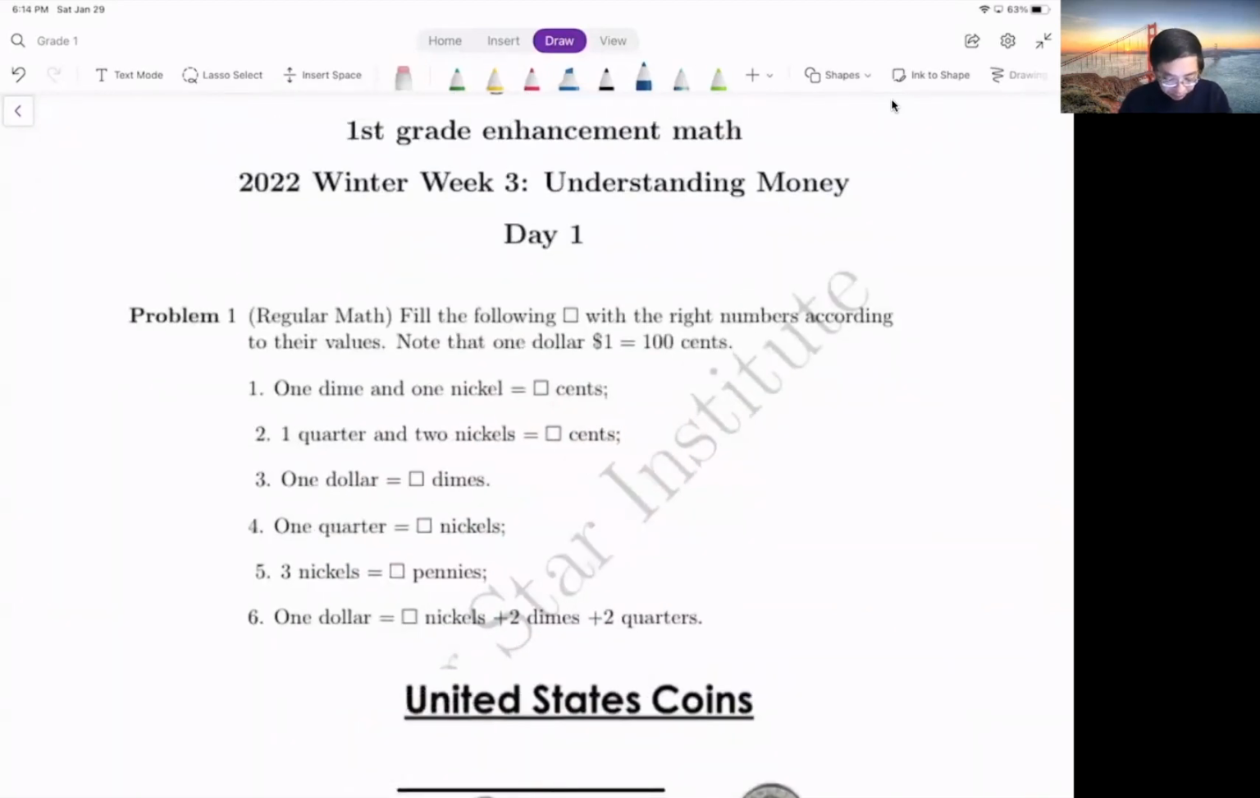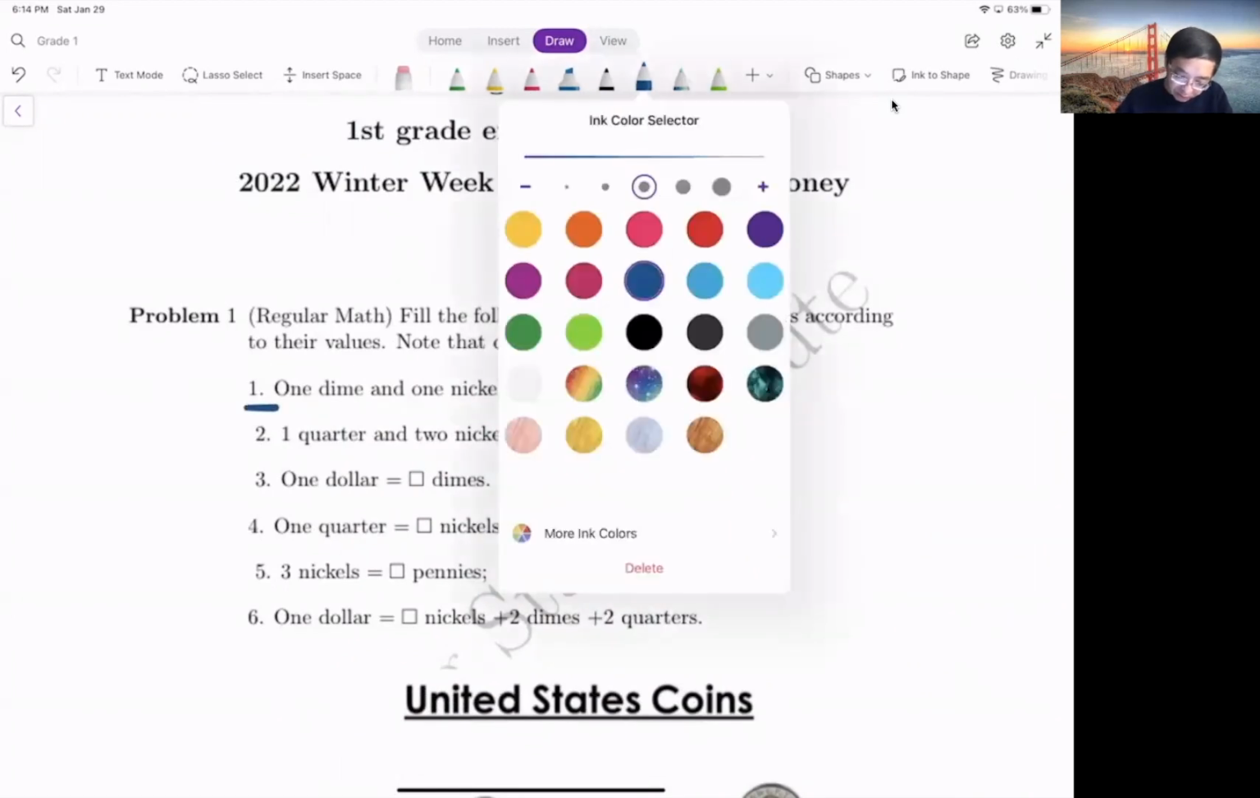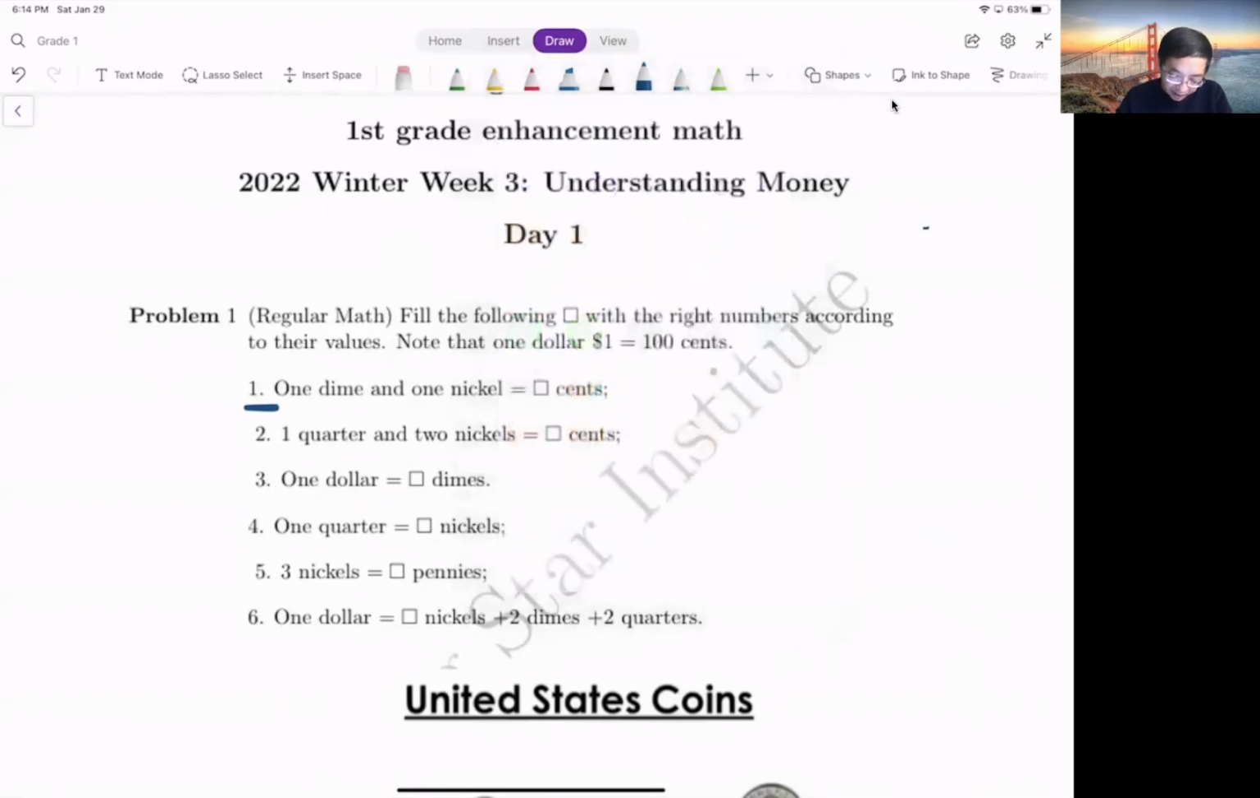So the first problem is asking 1 dime and 1 nickel. So this first question, let's look at this one, okay? 1 dime and 1 nickel equals to how many cents? We know 1 dime, as we just said, is 10 cents, and 1 nickel is 5 cents. So it's basically 10 plus 5, which is 15, okay? So it's 15 cents. Now let's look at question number 2.